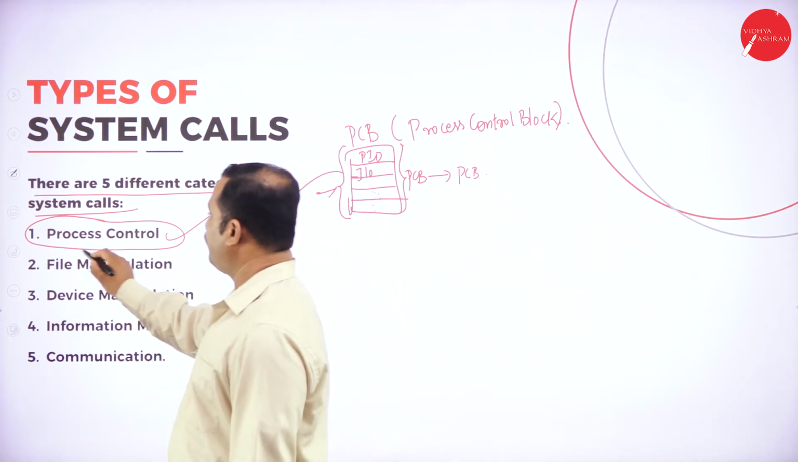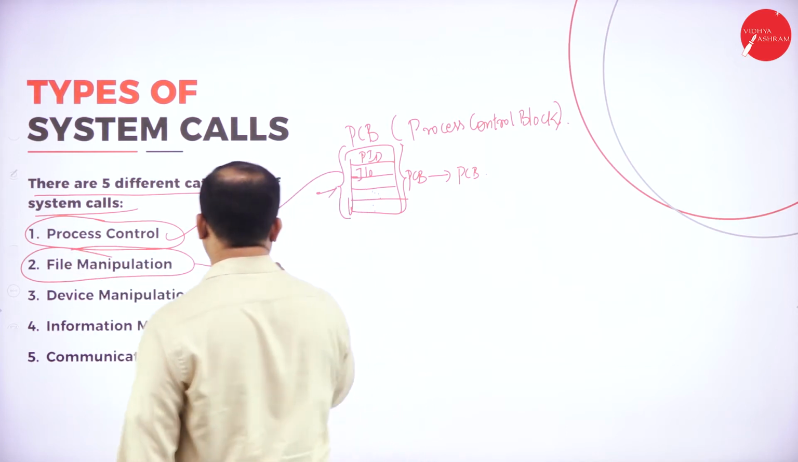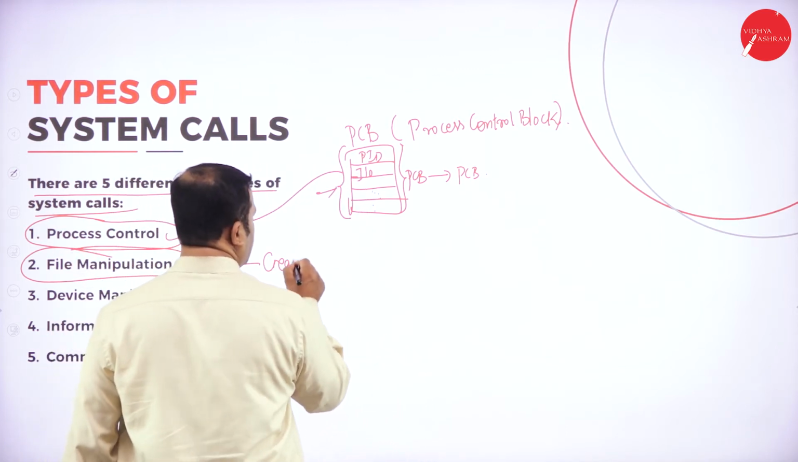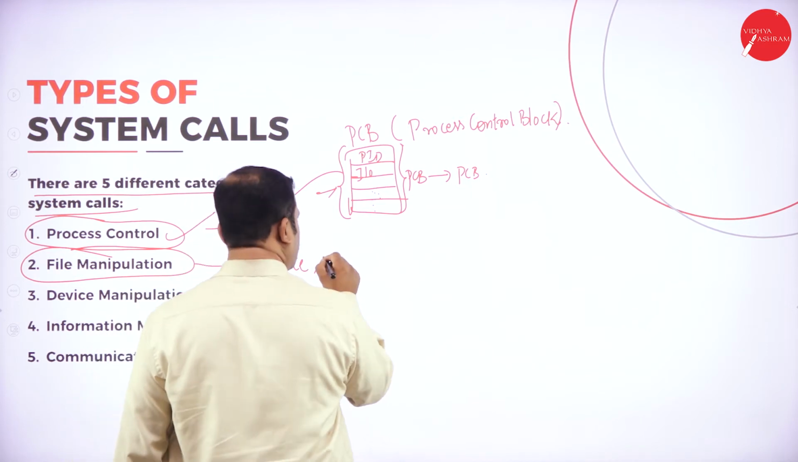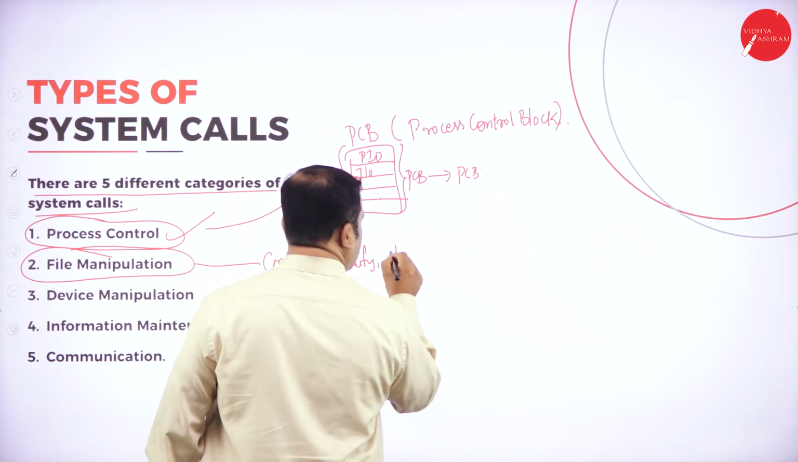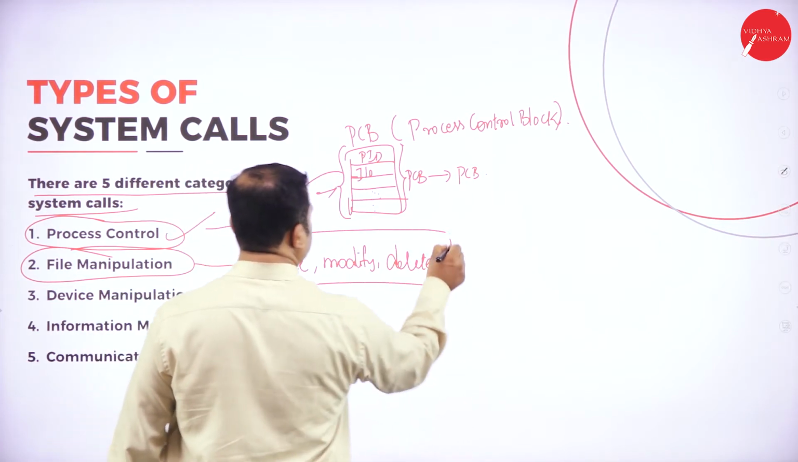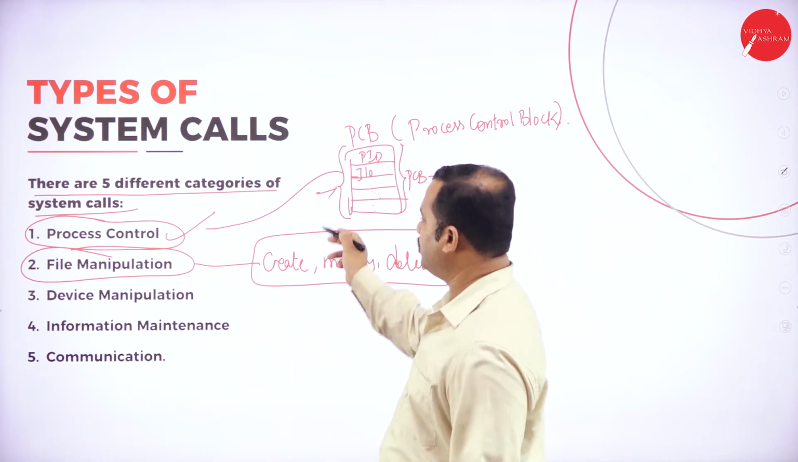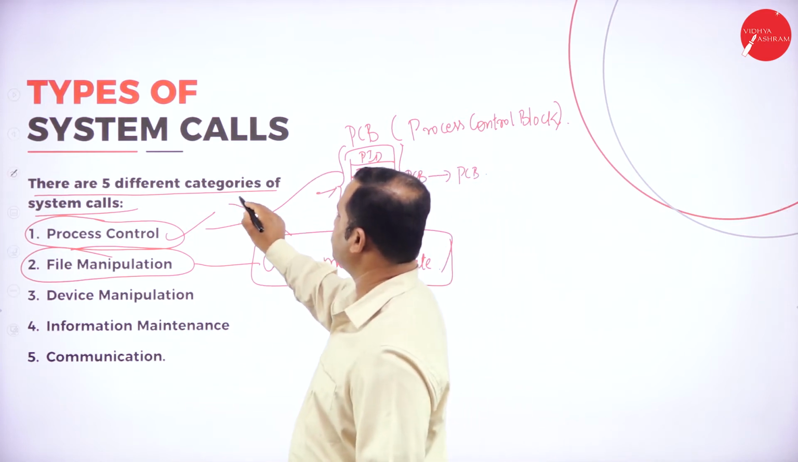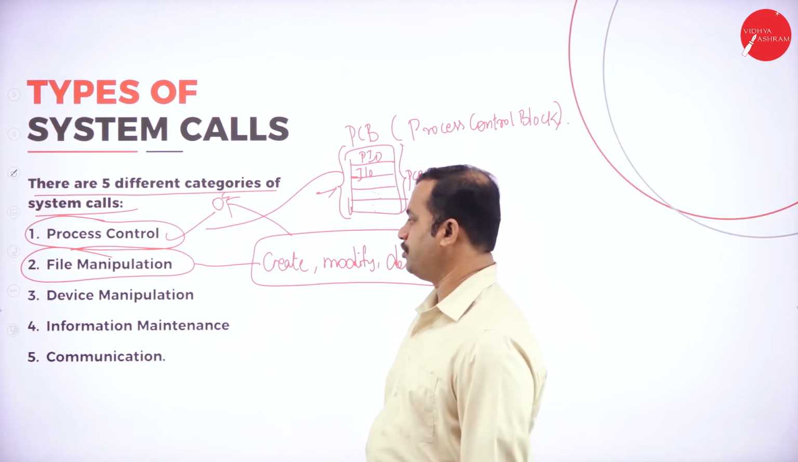Next one, file manipulation. What is the meaning of file manipulation? Let me tell you that. Suppose you want to create a file, you want to modify a file, you want to delete a file. All these are certain operations which need to be done by the operating system. So the operating system is the one which manages the entire file manipulation operations.